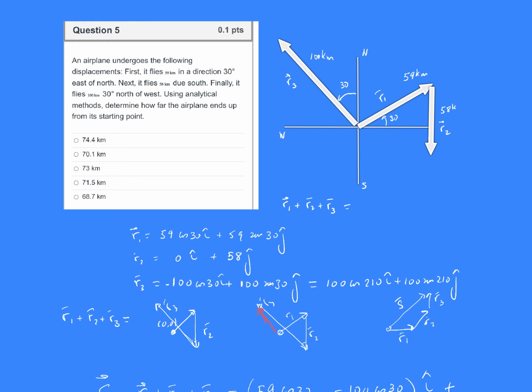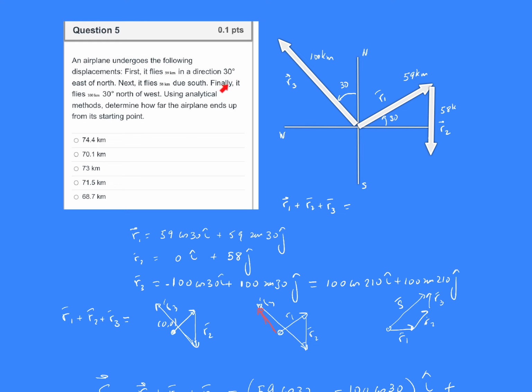This problem says like this. An airplane undergoes the following displacement. He starts from 0, 0. The first displacement is to go 59 kilometers in the direction 30 degrees. I interpret this as 30 degrees east of north. So east is this direction, to the north. So this is 59 kilometers going 30 degrees to the east, going to the north.